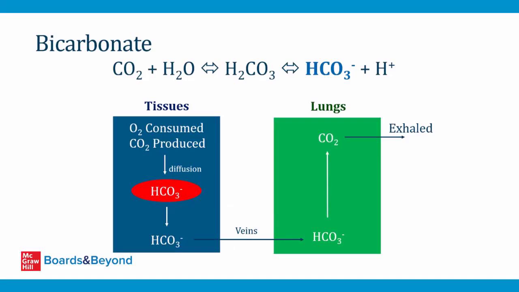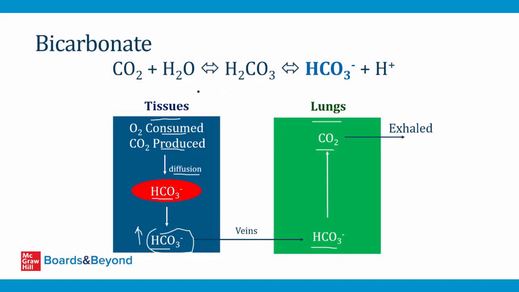So just to give you a clear picture of how all this occurs, on the left side of the slide here, I've shown an image that represents the tissues. On the right side of the slide, I've shown an image that represents the lungs. So in the tissues, cells are consuming oxygen and producing carbon dioxide. That carbon dioxide can diffuse into red blood cells where it's converted into bicarbonate, and then the bicarbonate is released into the plasma. So in the plasma, in the blood traveling through our veins back to the lungs, you find a very high level of bicarbonate. That's because it's the carrier form of carbon dioxide. Once blood reaches the lungs, the bicarbonate is converted back into carbon dioxide, and from there it is exhaled.